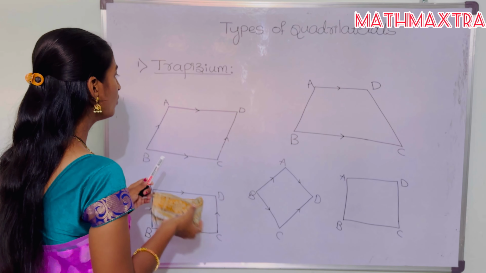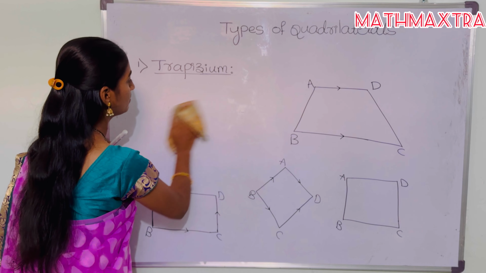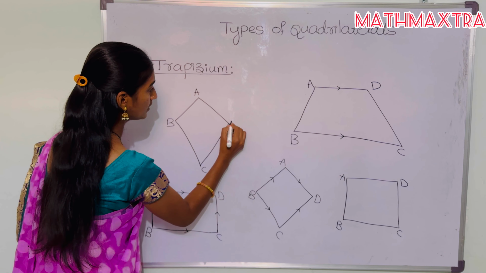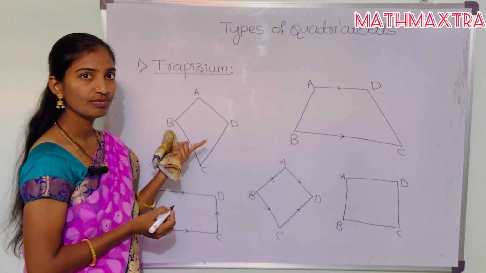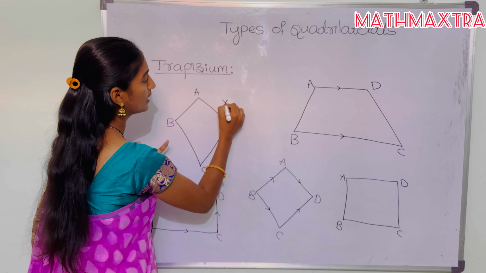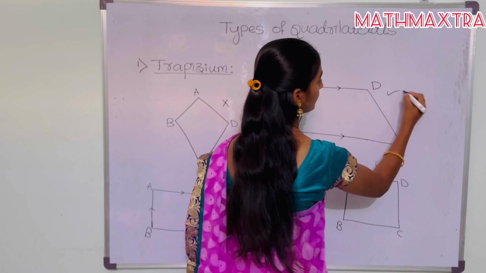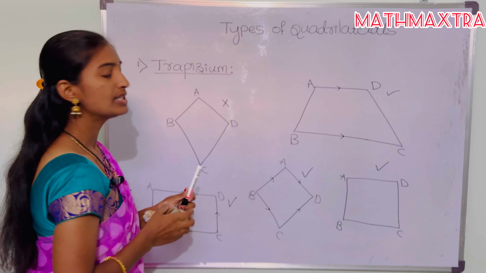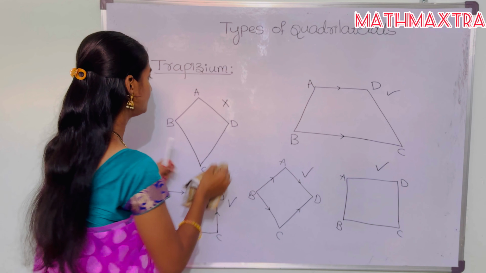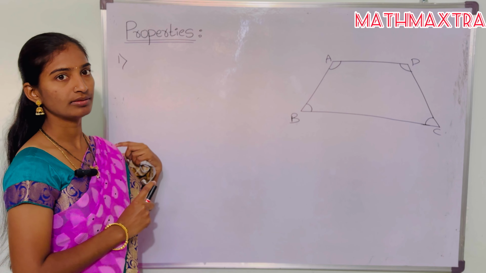Okay, now we'll see an example of which is not a trapezium. Is it a trapezium? No. This is not a trapezium, and all these are trapeziums. Okay, now we'll see what the different properties of a trapezium are. So, properties of a trapezium.